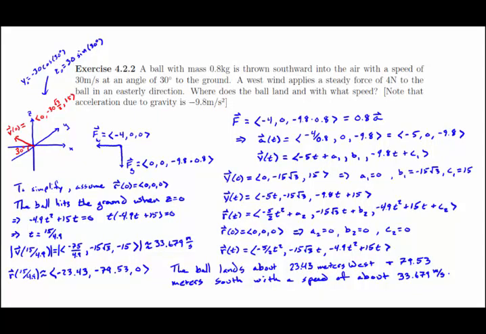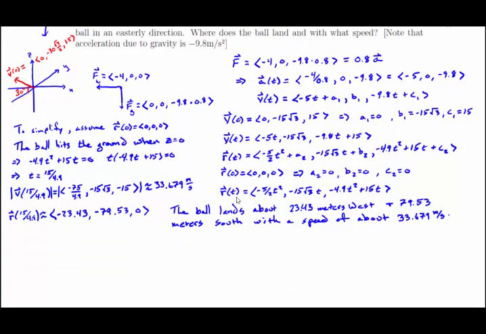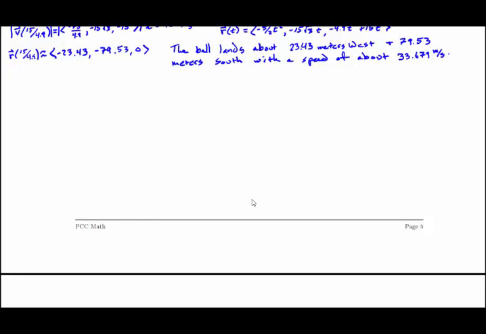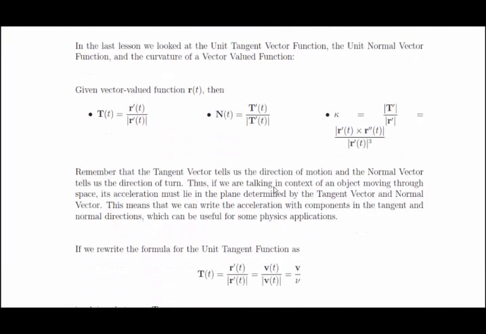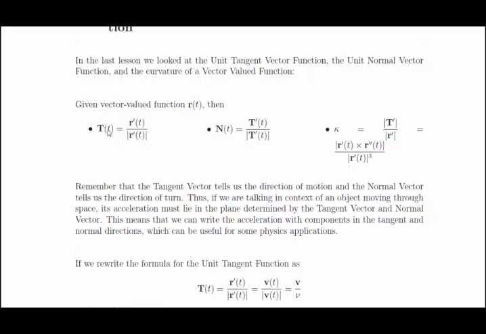All right, let's keep going down here, and we want to start talking about the unit tangent vector, the unit normal vector, the curvature, and the acceleration now. So we've already talked about the unit tangent function, how that is r prime of t over r prime of t's magnitude, and then the unit normal vector is the derivative of the unit tangent function divided by the magnitude of the derivative of the unit tangent function, and that division here is again to get us a unit vector.